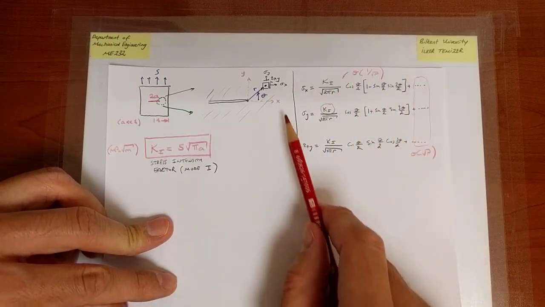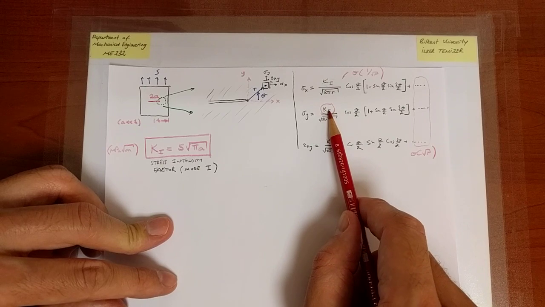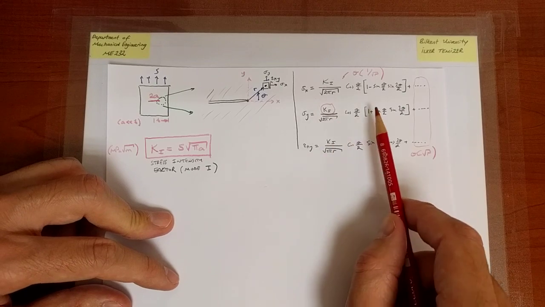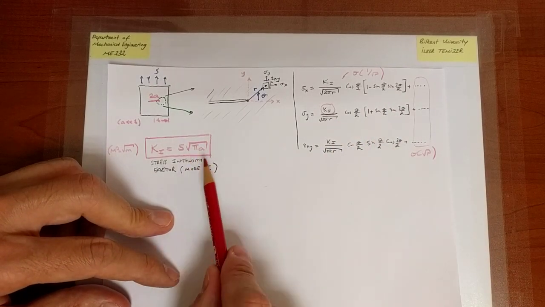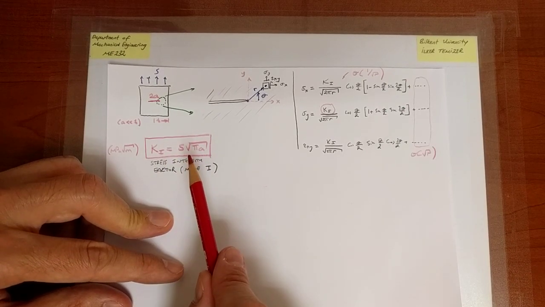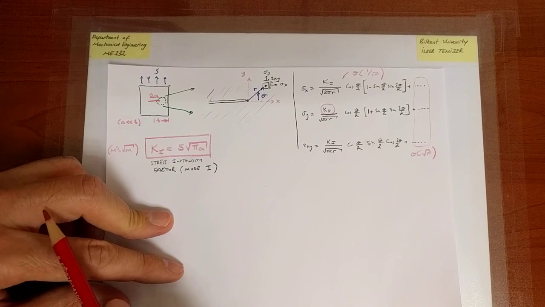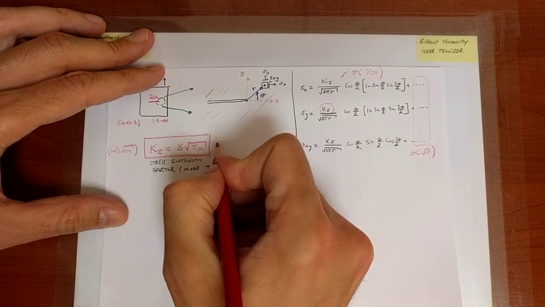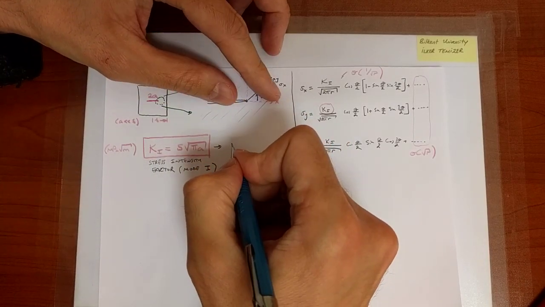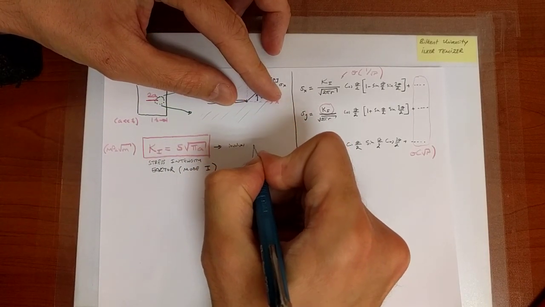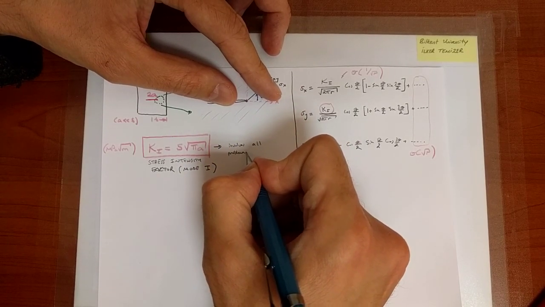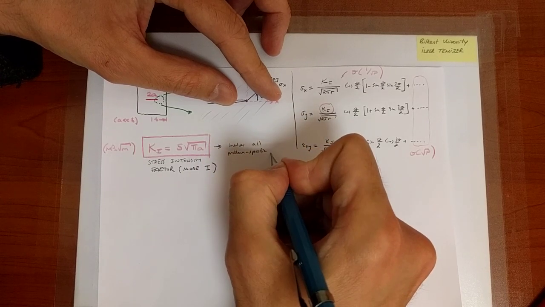Everything else that appears in sigma x apart from K1 has got nothing to do with the geometry of the problem. They're just geometrical parameters, r and theta, right? So everything that is special to the geometry of the problem, or for that matter to the loading, is embedded in K1. So it involves all problem-specific parameters.